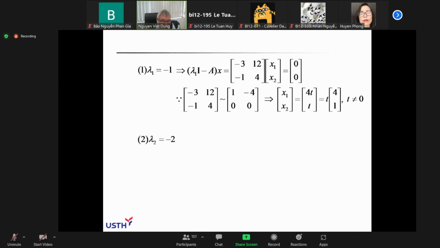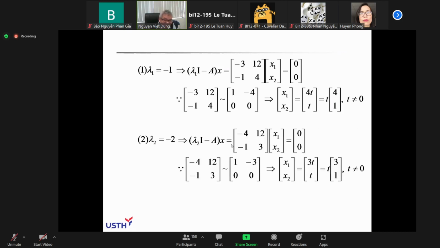For the second eigenvalue, -2, once again, to find the eigenvector corresponding to -2, you consider the homogeneous system of linear equations like that, and we need to find a non-zero solution. In the same way, you will get the solution t times c1. And because we are looking for a non-zero solution, we require that t is non-zero. So that is one thing.